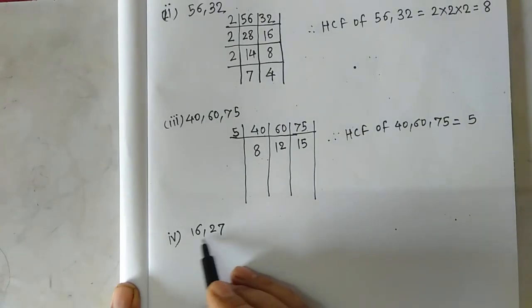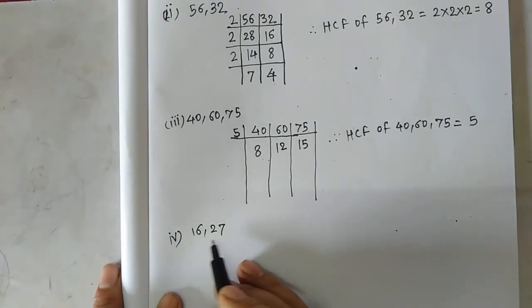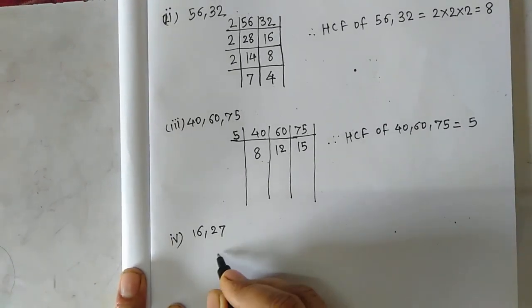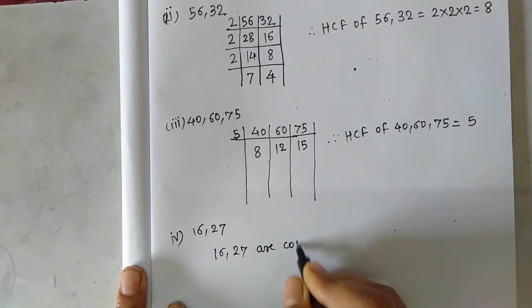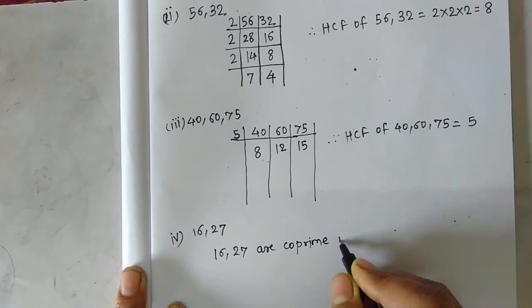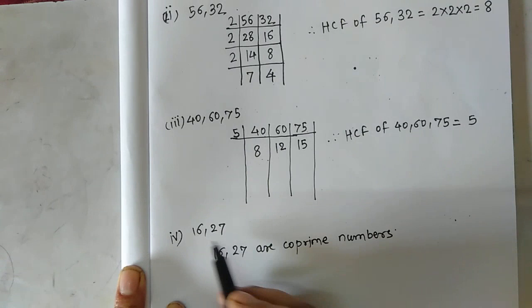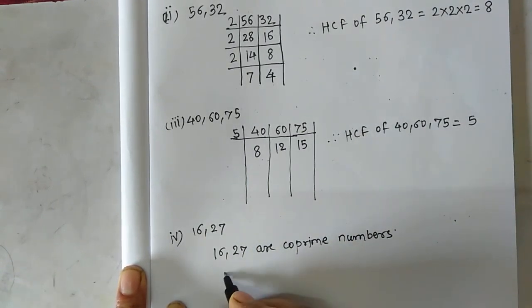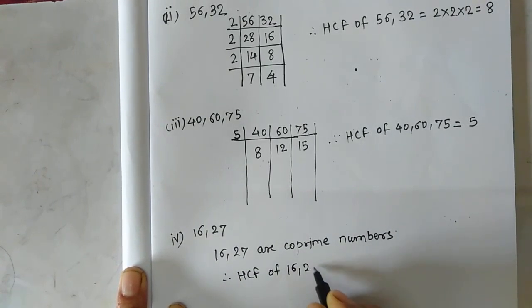Now the next is 16 and 27. Both the numbers don't have any common factor. They are co-prime numbers. Therefore their GCF is 1. So write down here 16 and 27 are co-prime numbers. Co-prime numbers mean they have only one common factor. Therefore GCF of 16 and 27 is equal to 1.